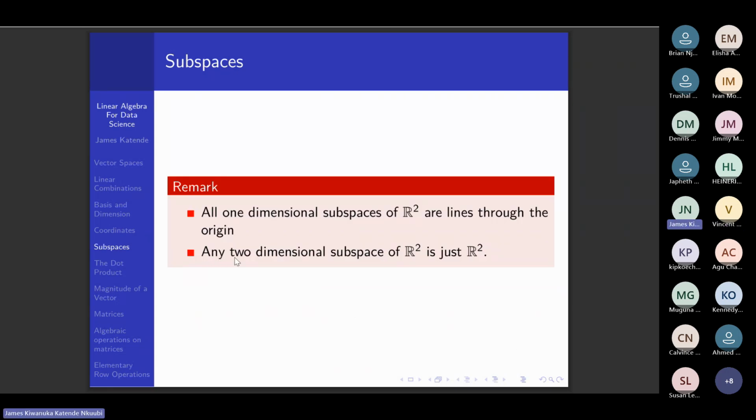So you can't get any other smaller subspace of R2. The only subspace of lower dimension is one-dimensional, because the dimension of R2 is 2. So subspaces must have a lower or equal dimension. And if it's equal dimension, then the subspace will just be the whole of R2.